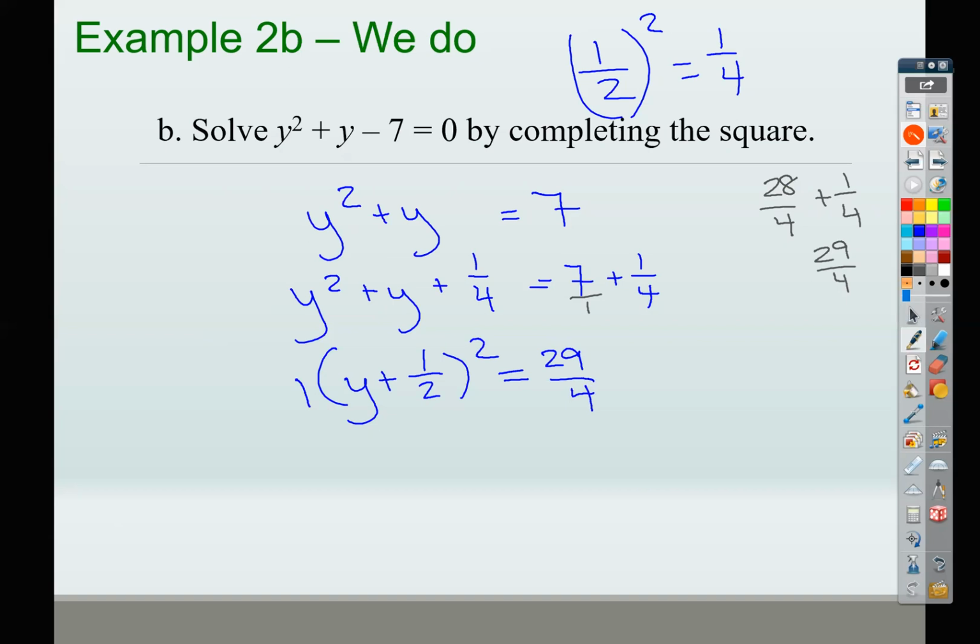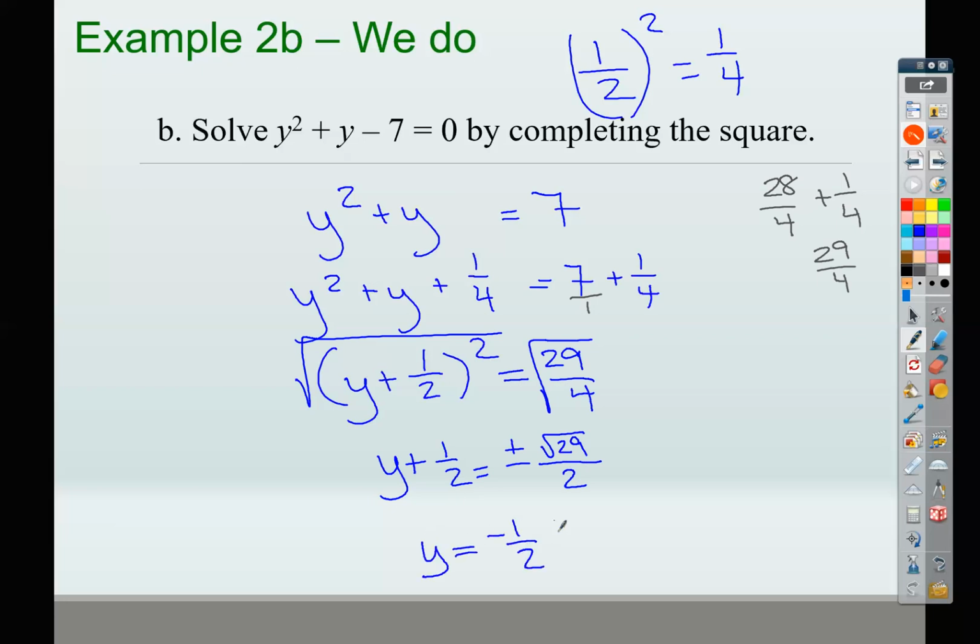Okay, now to solve for the y, I'm going to take the square root of both sides. So I've got y plus 1/2 equals positive and negative the square root of 29, and then the square root of 4 is 2. Notice how I took that out of the radical. So now all I have to do is subtract that 1/2 from both sides.